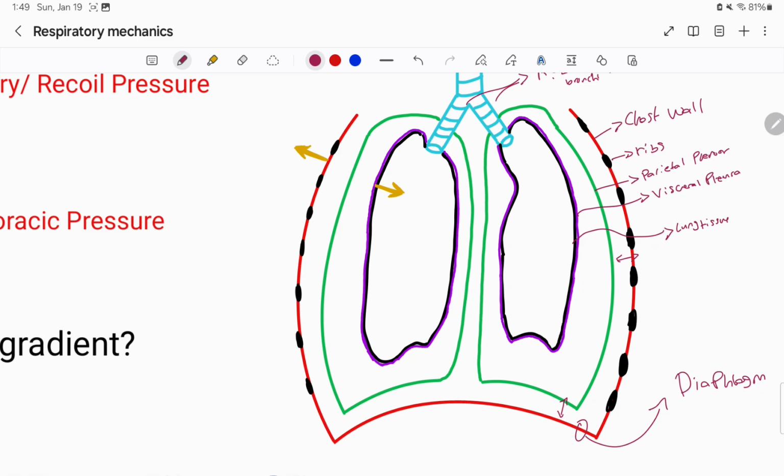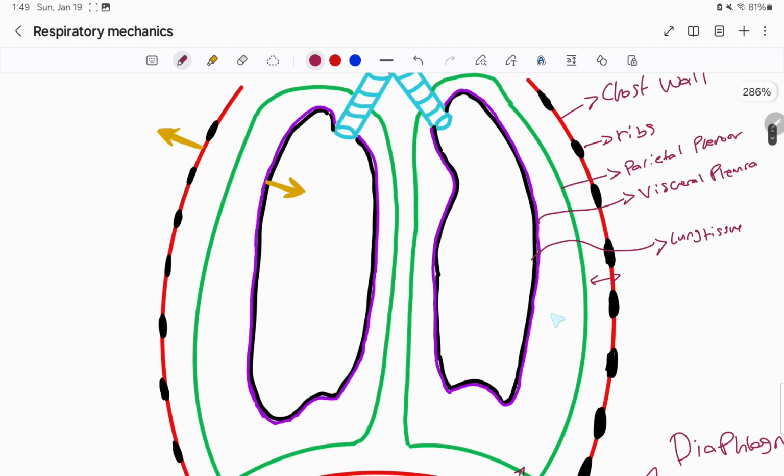So why am I mentioning all this? Well, there is a space that exists between the parietal pleura and the visceral pleura. What is that space called? That space is called the pleural cavity, or the pleural space, or the pleural sac, whatever. Inside of this space, there's a serous-like fluid being secreted by the surfaces of the pleura, which is protective.